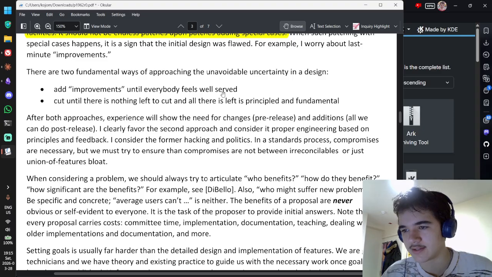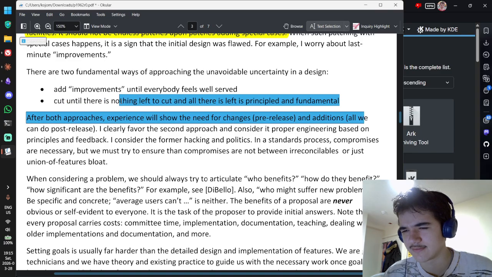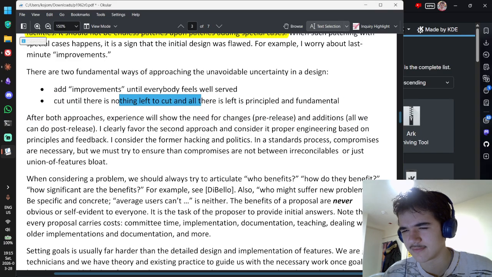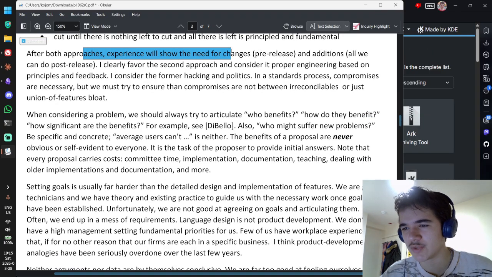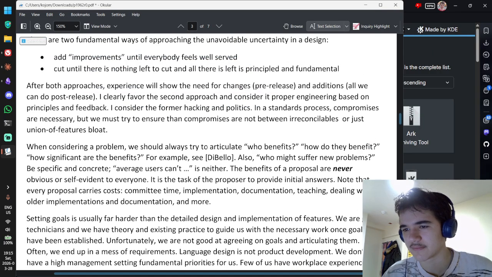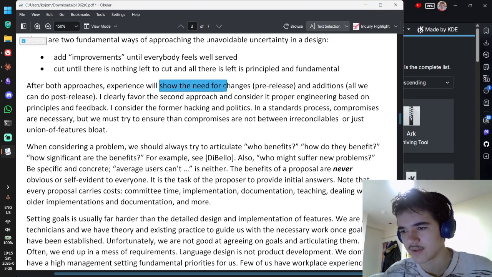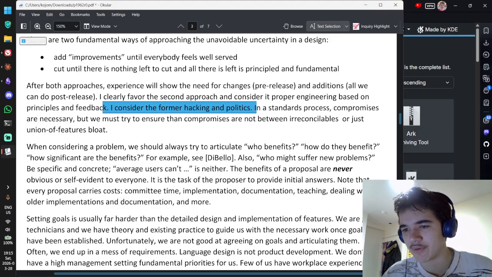How is the second one an approach? I feel like this is just removing. Okay. After both approaches, experience will show the need for changes pre-release, and additions all you can do post-release. I clearly favor the second approach and consider it proper engineering based on principles and feedback. I consider the former hacking and politics.